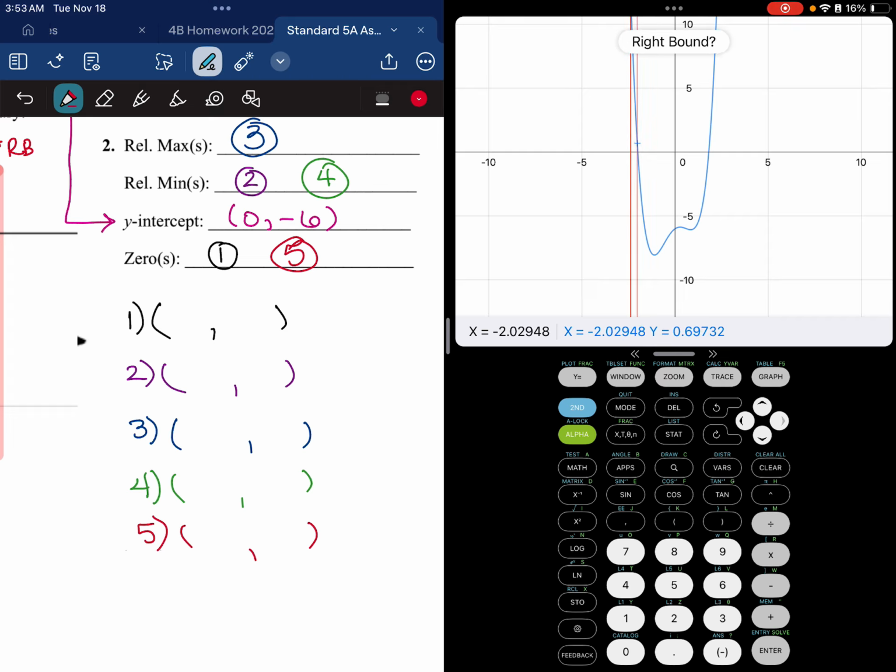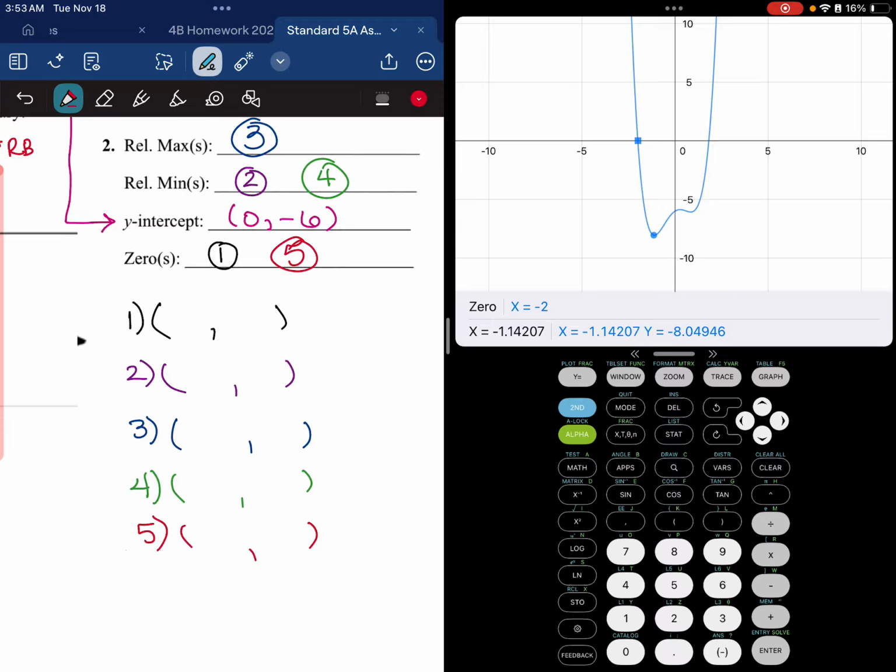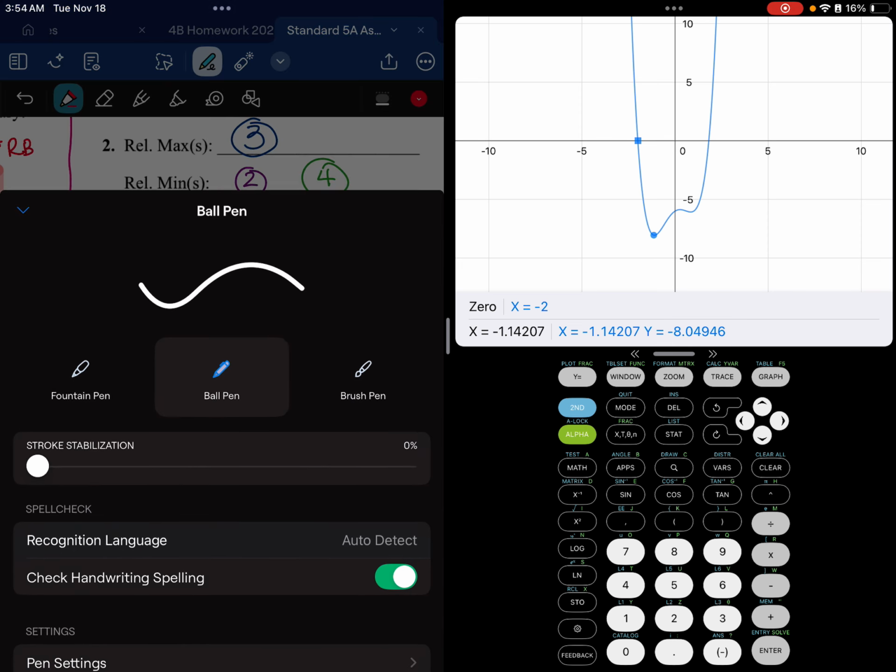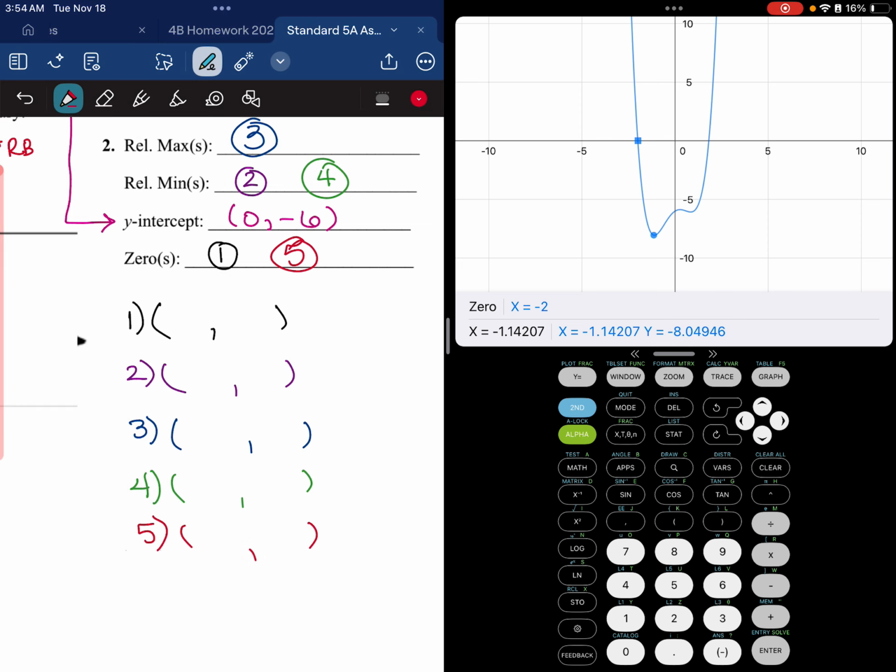Then I'm going to go through my 0 and go to my next point, which is a min, roughly around there, and hit enter. On guess, you hit enter again, and mine says 0 is at -2. So on my point, I'm going to write down -2, 0, and on my graph, at the end, I would plot that point.